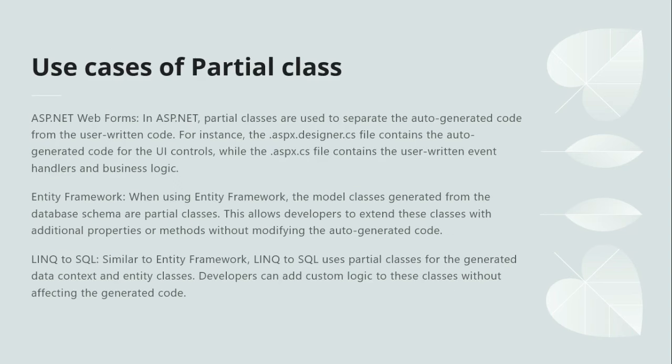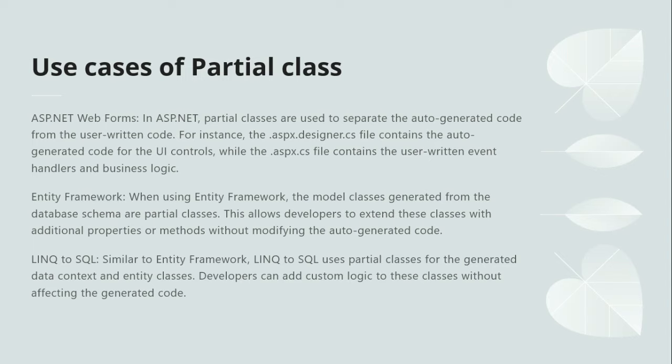So, use cases of partial class. You must have seen ASP.NET web forms. In ASP.NET, partial classes are used to separate the auto-generated code from the user-written code. For instance, the aspx.designer.cs file contains the auto-generated code for UI controls, while the aspx.cs file contains the user-written event handlers and business logic. After compilation, it is generated as a single DLL, where the methods from both files get combined.